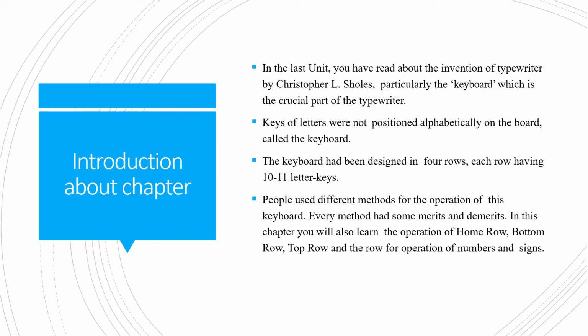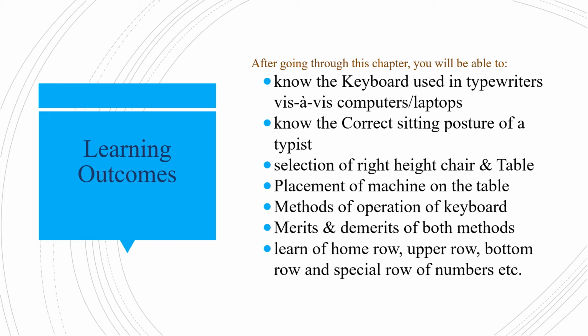Of the 4 rows, 3 rows are reserved for character keys like alphabetical keys, and 1 row is reserved for numeric keys. People use different methods for operation of these keys. Every method has some merits and some demerits. In this chapter, you will study the operations of the home row, bottom row, top row, and the operation of numbers and signs.